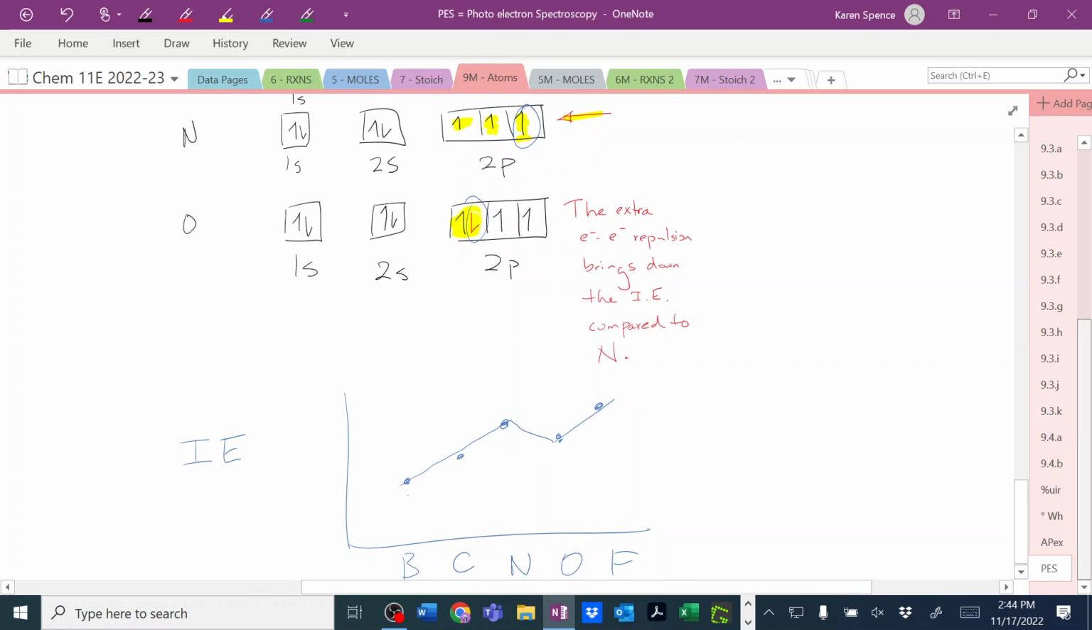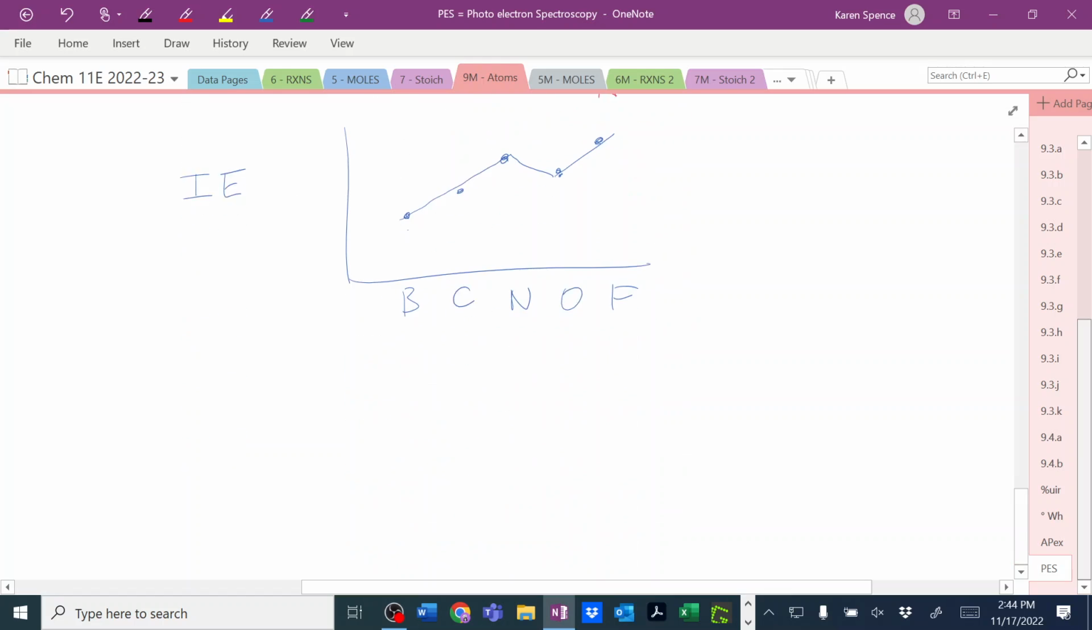Okay. So at this point, other than the confusion that we've brought up, how are we feeling about PES? Do we understand what the peaks mean, where the zero is, all those things? If that is the case, then I would like you to please do the worksheet called Photoelectron Spectroscopy and Electron Configuration on 9.4b, please. 9.4b.